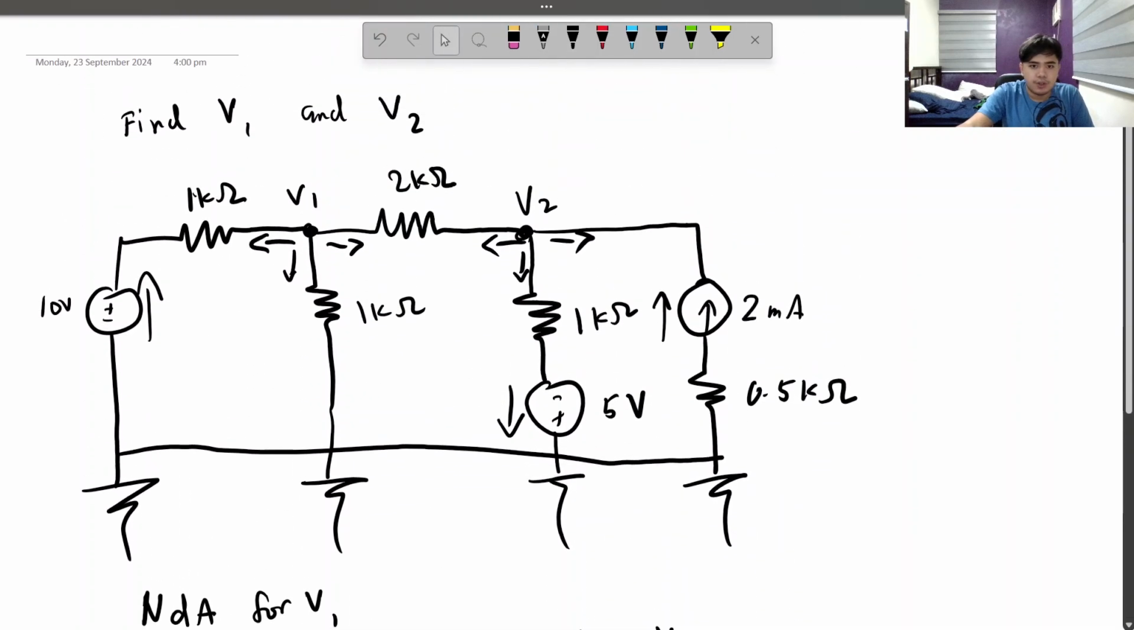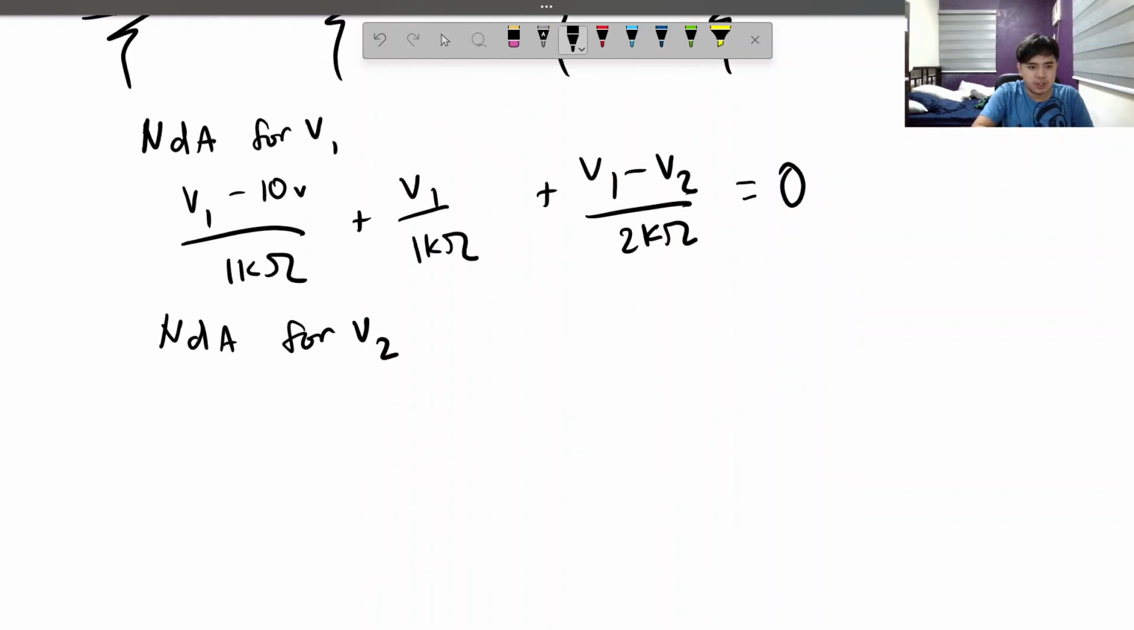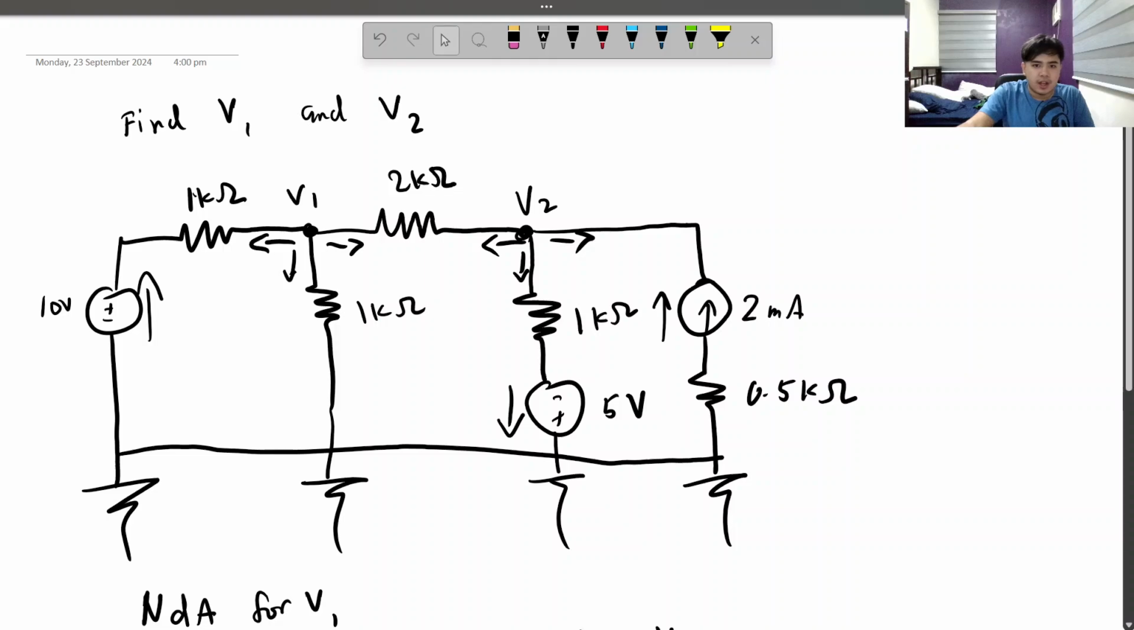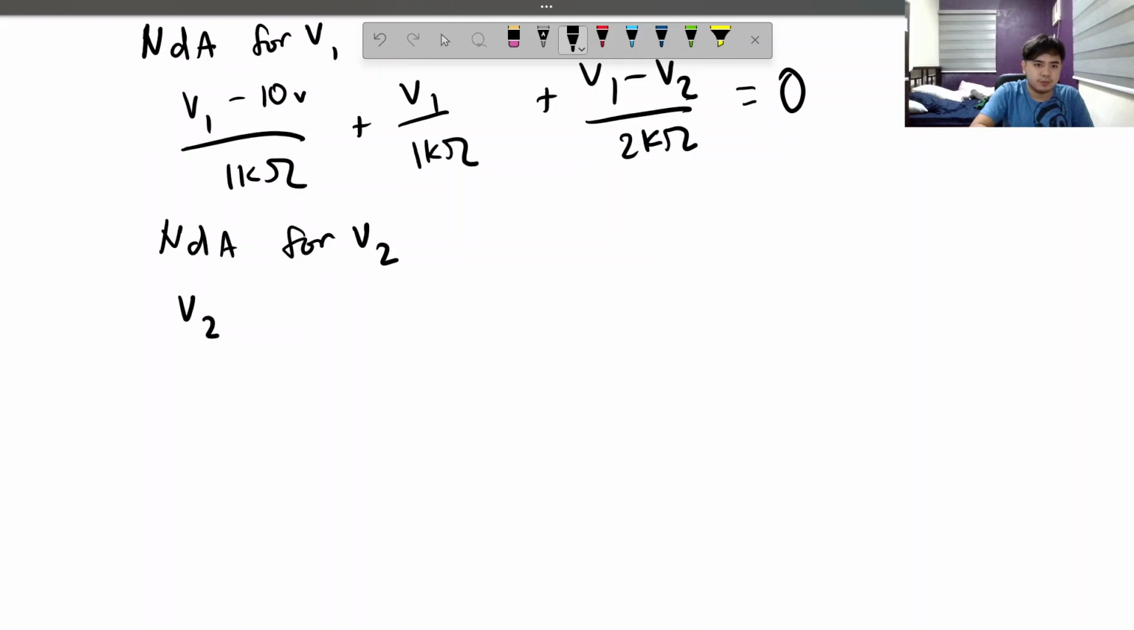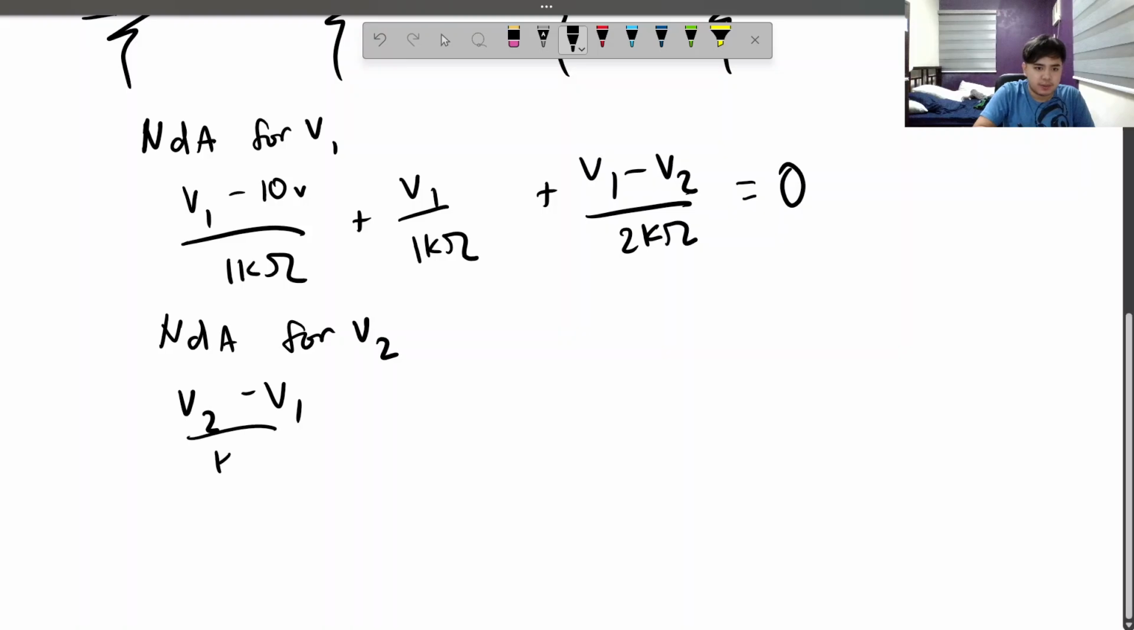So, V2, right here, let's go to the left. This is what is affecting this 2 kilo ohm, V2, of course, and V1. So V2 is in this direction. By default, V2 is positive. And then we subtract V1 because it's going in the opposite direction as V2. Then we divide by 2 kilo ohms.